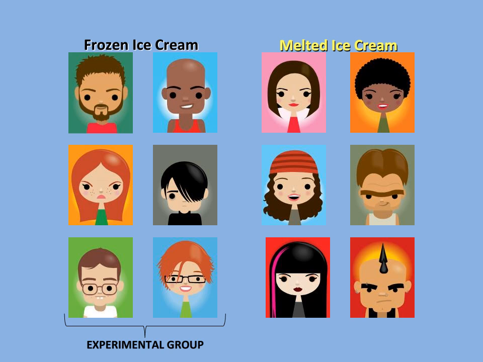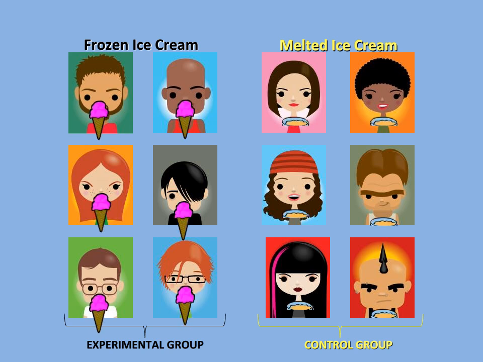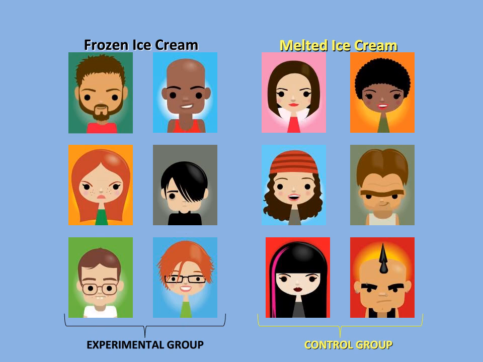And these guys get the melted ice cream. They are called the control group, as they are not testing for the hypothesis, but to make sure that no other factor is affecting our results. Okay, let's give them their treatments. Okay, let's wait and see who gets a headache. Oh, 5 out of 6 subjects who ate frozen ice cream got a headache.